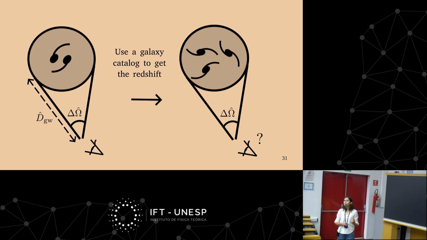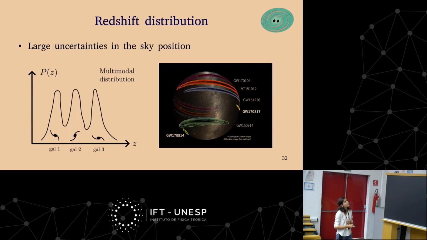So you can make different assumptions here. You can, for instance, consider the luminosity of the galaxy. Maybe it has more stars, maybe it has more binaries, and so on. And this method gives you a very broad and multimodal distribution for the redshift of a single binary. And that's because of the uncertainty in the sky position.